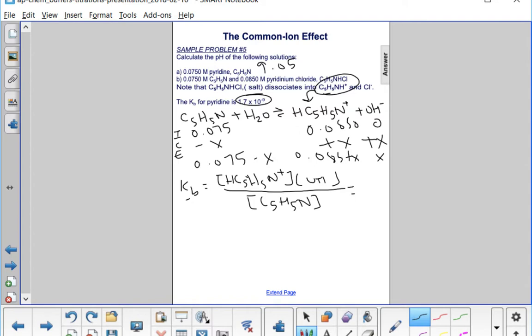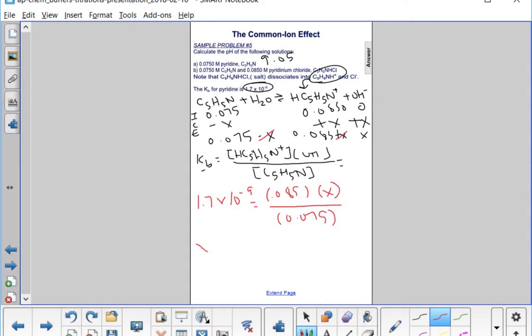Okay. So if we assume, again, a very small change relative to the initial concentrations, we can ignore these minus X and plus X and say that 1.7 times 10 to the minus 9 equals 0.085 times X over 0.075. We get an X that is equal to 1.5 times 10 to the minus 9, keeping in mind that this is the hydroxide ion concentration.